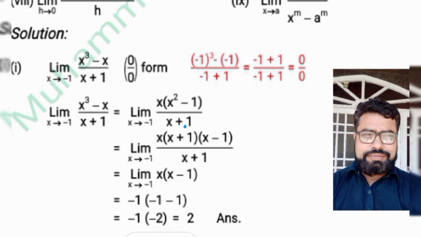Now you see that x plus 1 will be cancelled with x plus 1. After cancellation of numerator and denominator, 0 by 0 form will be removed. We have applied algebraic technique. Algebraic technique will be applied to remove 0 by 0 form.